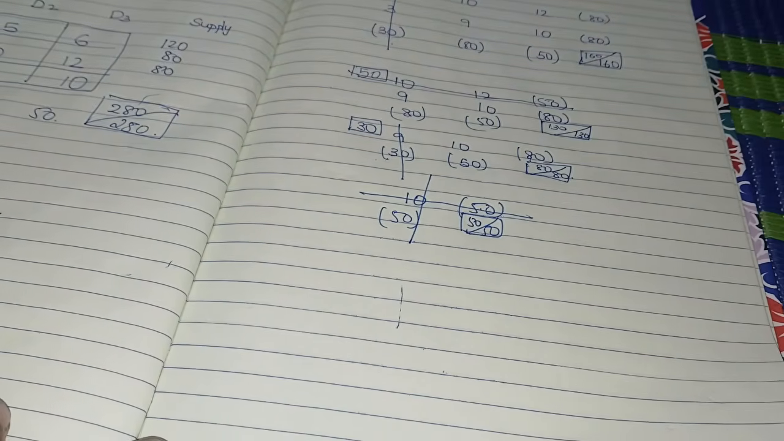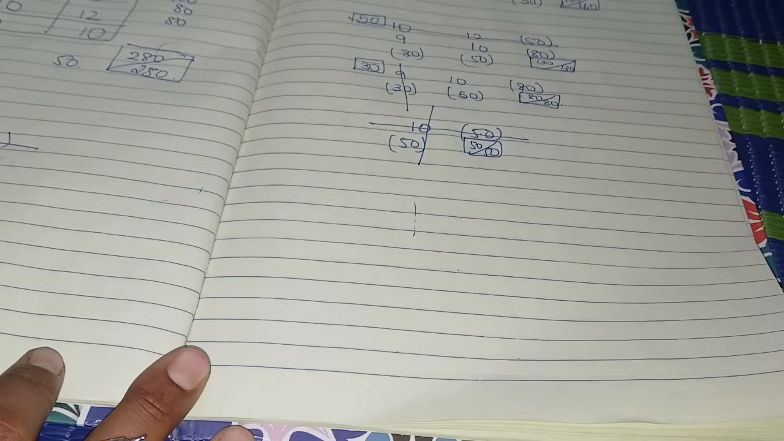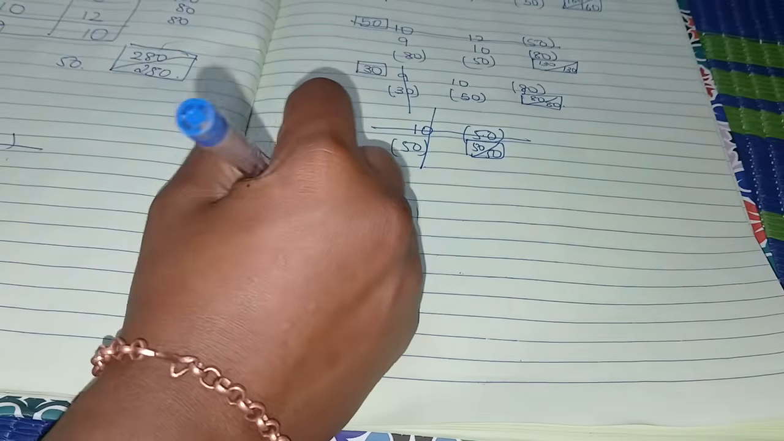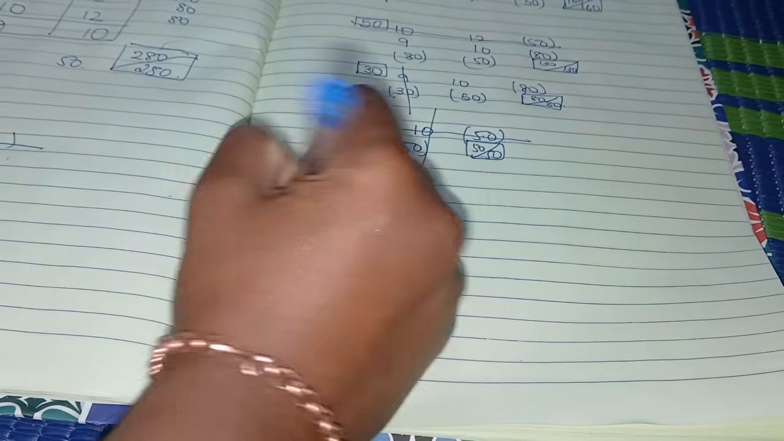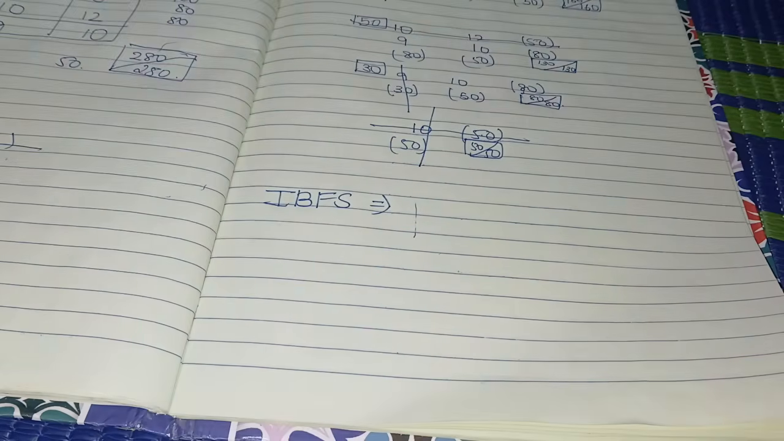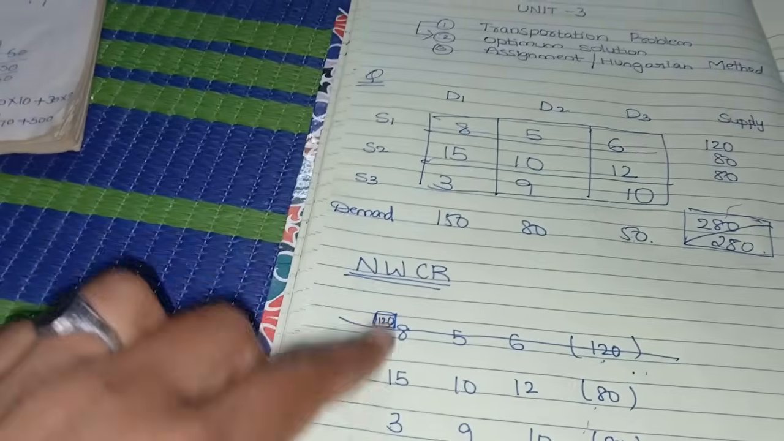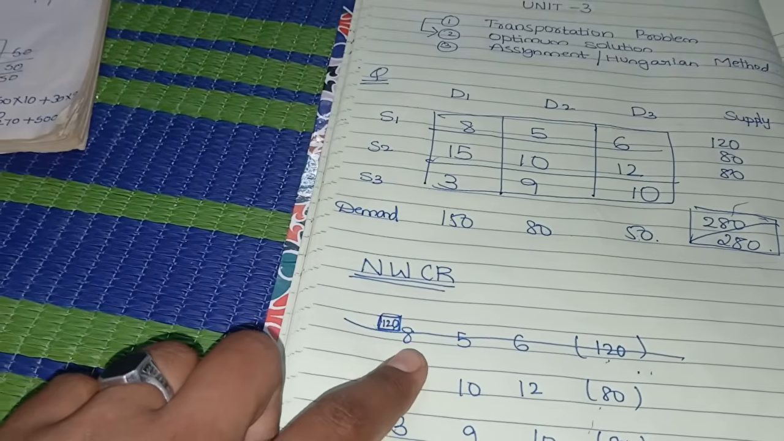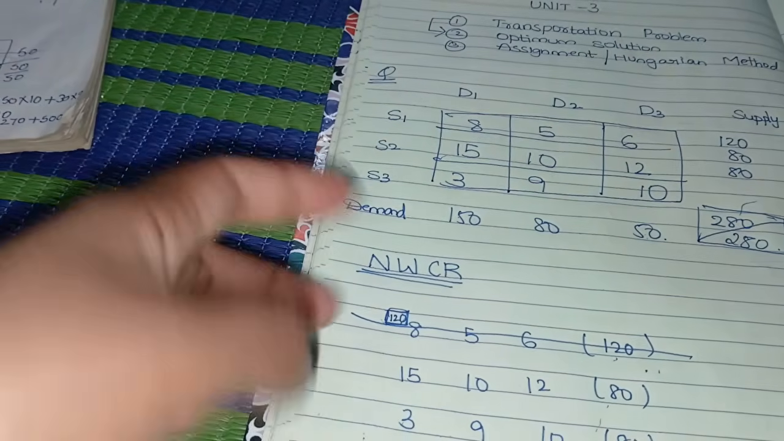After doing this transportation, what we need to do is calculate IBFS. How do you calculate this IBFS? In the first one, what is the cell you have taken? 120. What is the value? 8. So 120 into 8 you need to do.